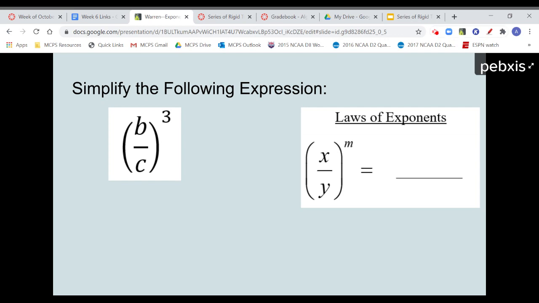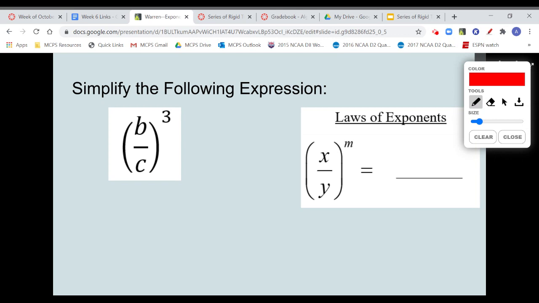The same applies here. So I have b divided by c, and that whole quantity is raised to the third power. So I have to take each of those terms inside parentheses and raise each individually to the third power. And that gives me b to the third over c to the third. So when I'm writing this for the generalization here, that becomes x to the m over y to the m, because again, I have to apply that exponent of m to each term inside the parentheses.